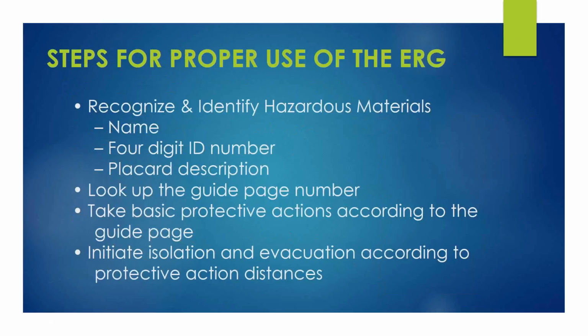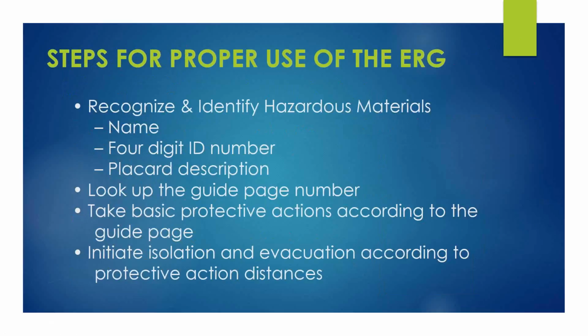Okay. So our steps are going to be to recognize and identify the hazardous material. We would love to find the name of it if we could. So if you know the name of the chemical or the material, you can absolutely look that up in your ERG. If you don't know the name, but you can see the 4-digit ID number on a container, then that will be enough for you to identify in your emergency response guidebook what that material is and how you need to address it. And then lastly, the placard description. So if you can look up the placard description, it's going to get you pretty close to where you need to be. So we want to look up the guide page number.